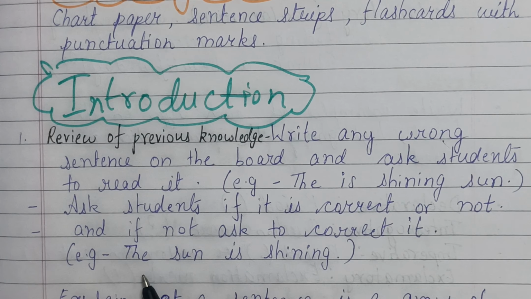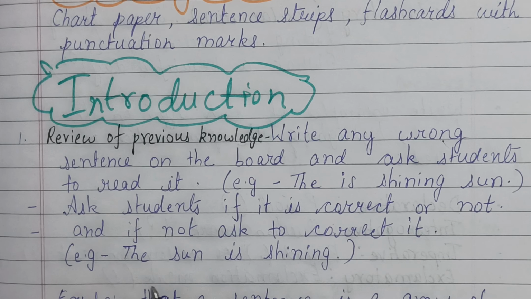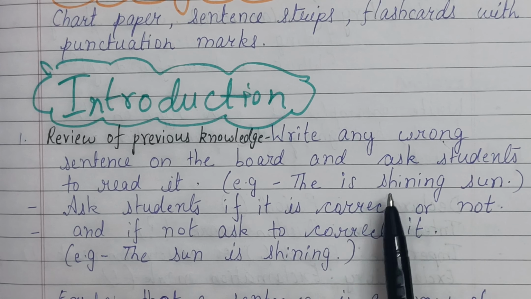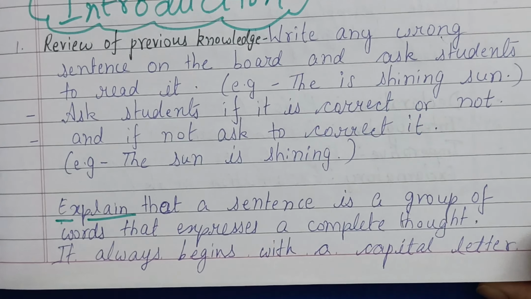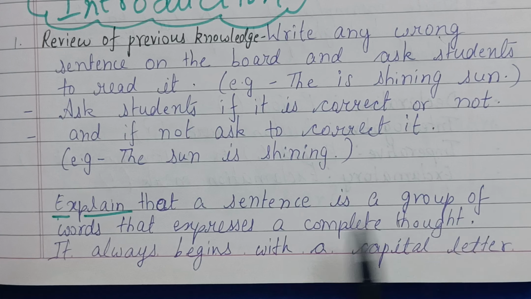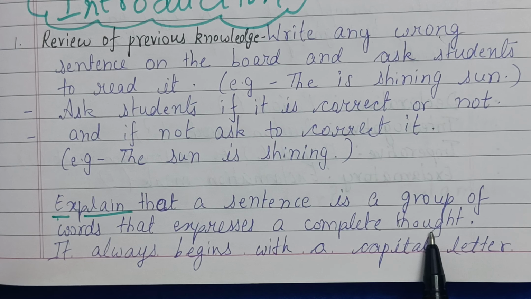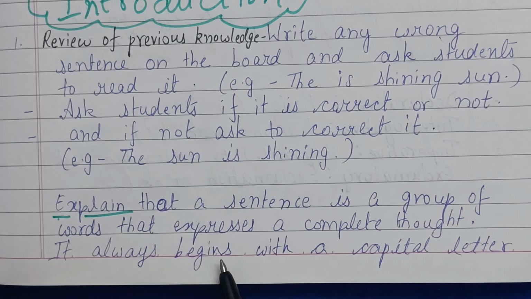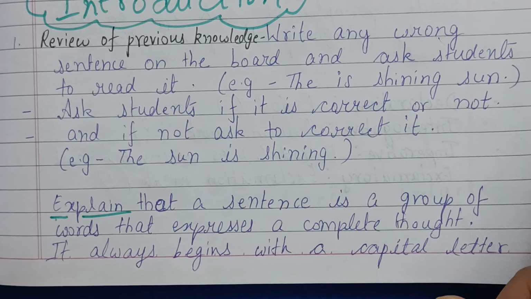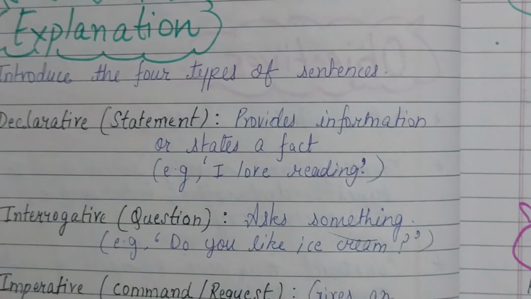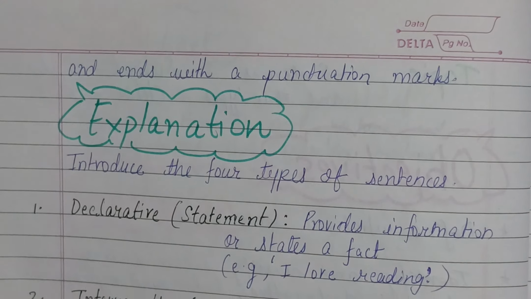So, "The sun is shining." This is the right sentence. So, you can write down this sentence under the wrong sentence. After that, explain that a sentence is a group of words that expresses a complete thought. It always begins with a capital letter and ends with a punctuation mark.